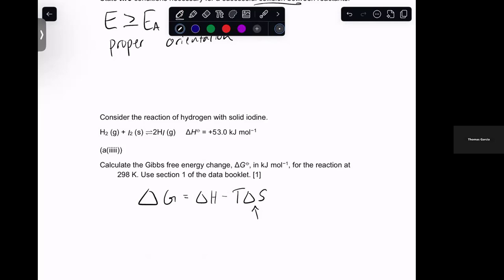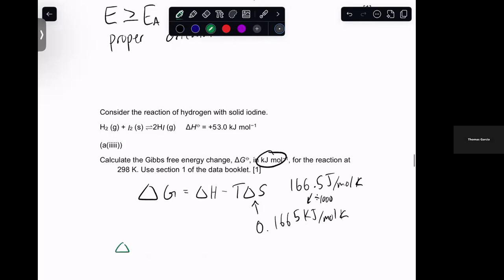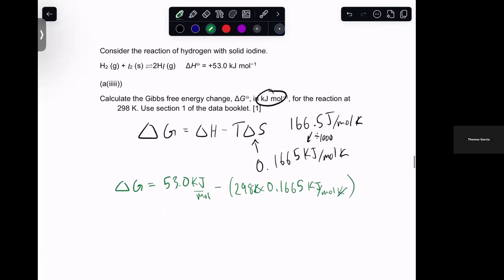So when we do that, we actually find out that delta S for this reaction is going to be 0.1665 kilojoules per mole Kelvin. Now, it is normally 166.5 joules per mole Kelvin. However, you must make the conversion of dividing by 1,000 because Gibbs is going to be in kilojoules. So respecting that, we're going to go ahead and plug in our values. Delta G equals 53.0 kilojoules per mole minus our temperature of 298 times 0.1665 kilojoules per mole Kelvin. We have Kelvin on temperature. Those will cancel. And you should get a final answer of delta G being pretty close to the enthalpy at 53.0 kilojoules per mole.